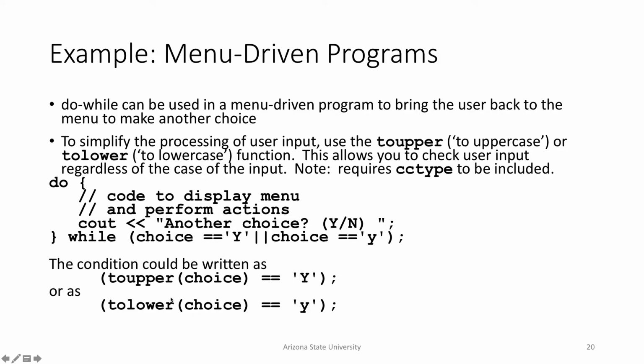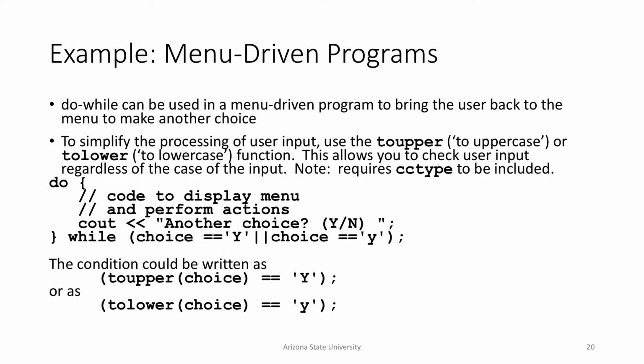Or another one is tolower. So there's a toupper and a tolower. Depends on what you want to do, but it makes the conditions for do-while loops, if you're using a menu, a lot easier. It's only for chars. I think there's a function for strings, but I can't remember it off the top of my head. So that would be something to know. toupper and tolower work for characters only.